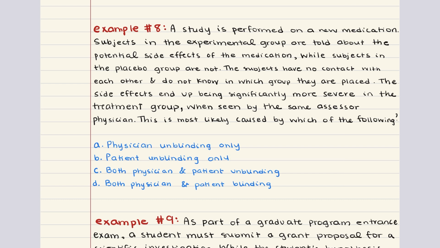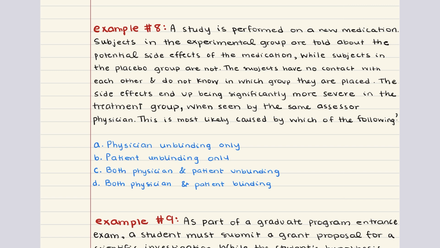A says physician unblinding only, B says patient unblinding only, C says both physician and patient unblinding, and D says both physician and patient blinding. In clinical trials, blinding is used to minimize bias. The purpose of blinding is to ensure that neither the participants nor the researchers can influence the outcomes based on knowledge of group assignments. Specifically, patient blinding prevents participants from altering their subjective reporting of symptoms based on their expectations. Physician or assessor blinding prevents the researchers or physicians from allowing their own expectations to unintentionally affect the evaluation of outcomes. Together, these safeguards ensure that the study's results are objective and reliable.